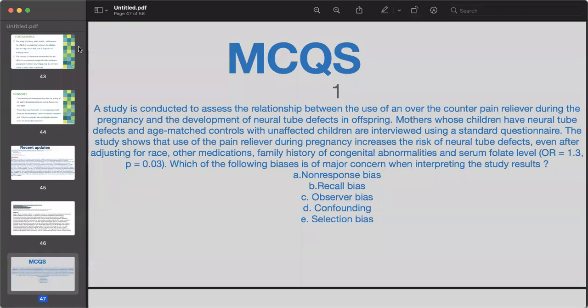MCQs. A study is conducted to assess the relationship between the use of an over-the-counter pain reliever during pregnancy and the development of neural tube defects in offspring. Mothers whose children have neural tube defects and age-matched controls with unaffected children are interviewed using a standard questionnaire. The study shows that use of the pain reliever during pregnancy increases the risk of neural tube defects, even after adjusting for race, other medications, family history of congenital abnormalities, and serum folate level. Prevalence is 0.03 and odds ratio is 1.3. Which of the following biases is of major concern when interpreting the study results? A, non-response bias; B, recall bias; C, observer bias; D, confounding; E, selection bias.